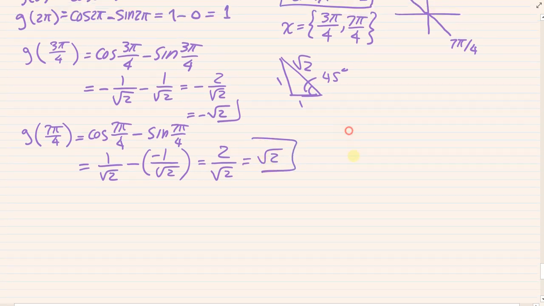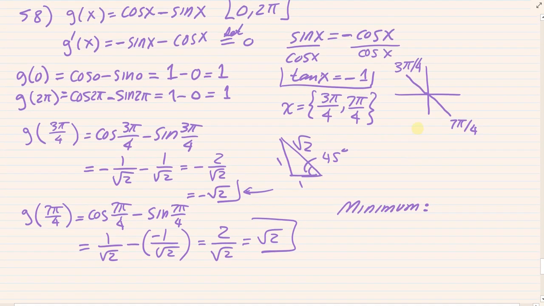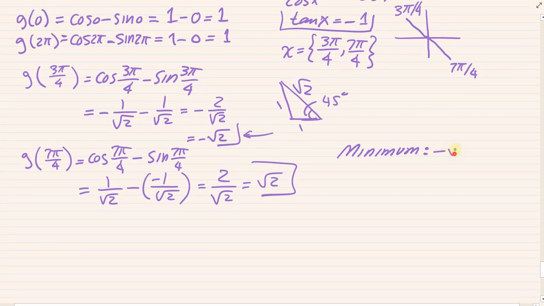Right? Okay, so we got 4 values here: g at 0, 2 pi, 3 pi over 4, and 7 pi over 4. So we can finish this one. The minimum is going to be what? Minimum is going to be negative root 2. Yeah, minimum is negative root 2, and that's when x is 3 pi over 4.